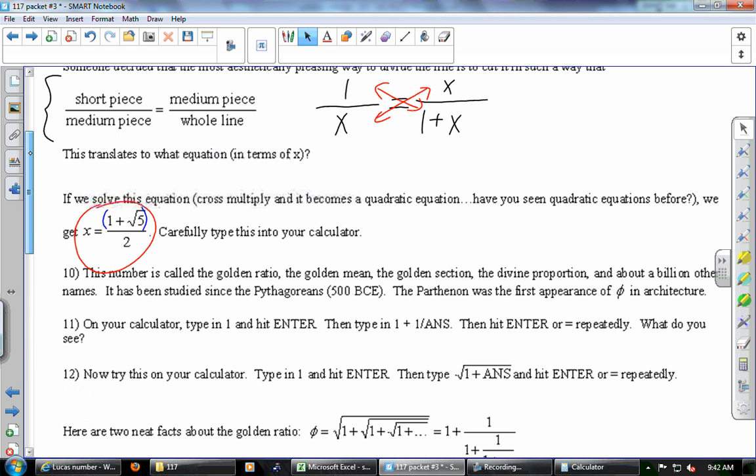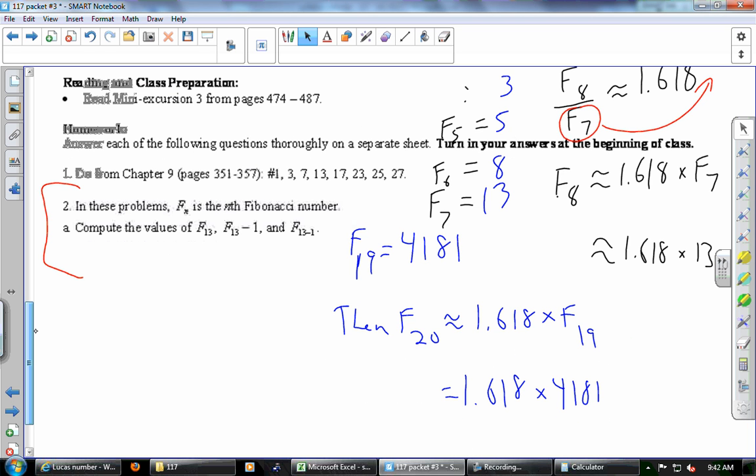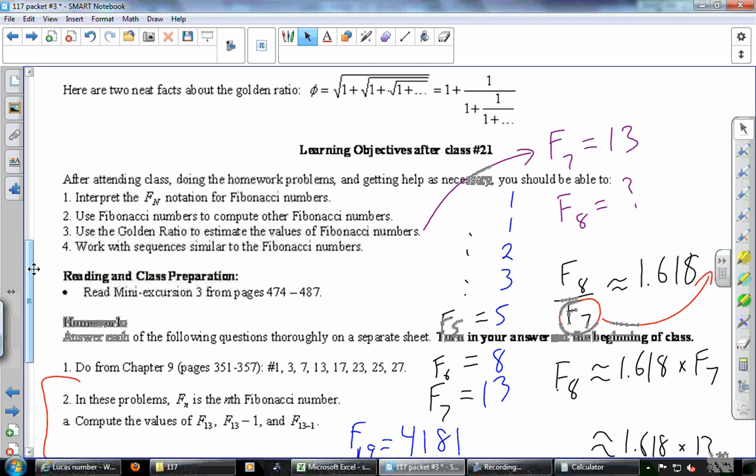And then finally, the last thing on our list of stuff to know how to do is to work with sequences similar to the Fibonacci numbers. I know there were some in the homework that were similar to the Fibonacci numbers. So Patty, I'm hoping that answers your question.